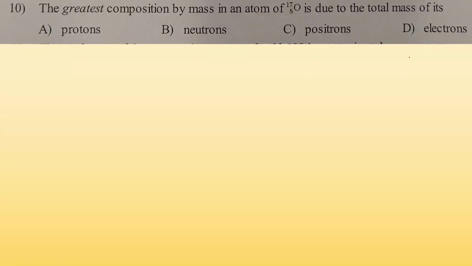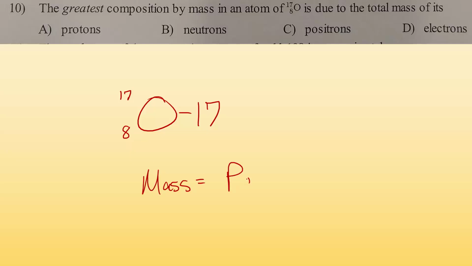10. The greatest composition by mass of O17 is due to the total mass of its what? So if I'm taking a look, all right, I got O17. I look up oxygen. It has an atomic number of 8. So if it has a mass of 17, let me think about this. The mass is from the protons and the neutrons. So if it's got an atomic number of 8, I know there's 8 protons, plus some number of neutrons has to equal 17. So that tells me that I have 9 neutrons. So most of the mass is from the neutrons, because 9 is greater than 8.